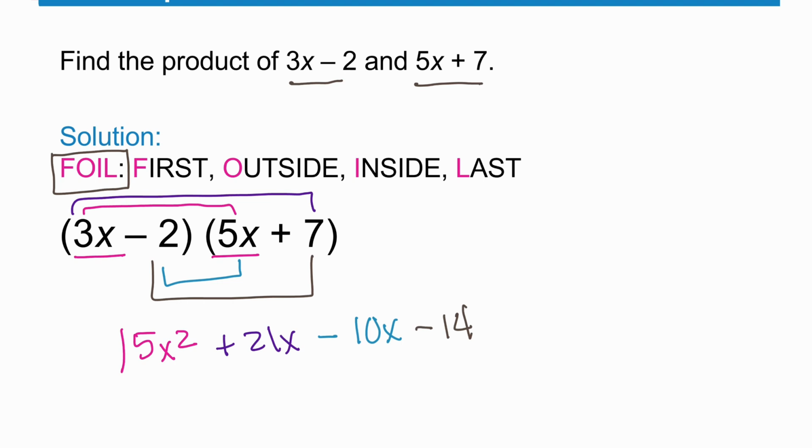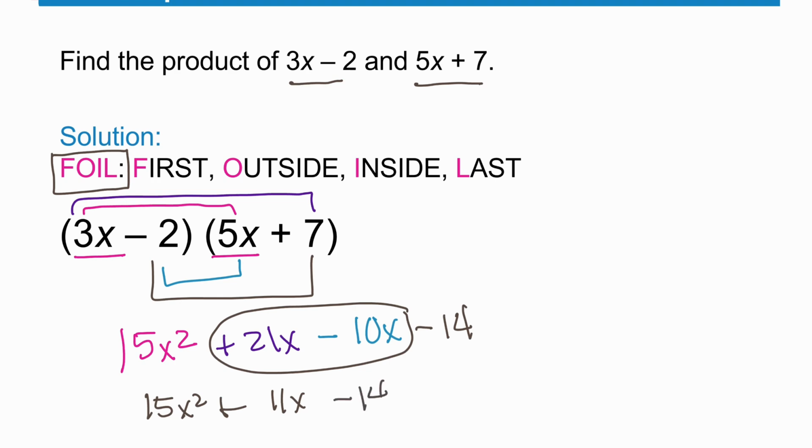And then you can always combine the outside and the inside together. You should always be able to combine them, at least if they're the normal type of binomials that we're used to. That should give us 11x. So 15x squared plus 11x minus 14.